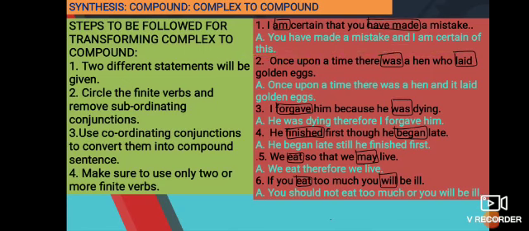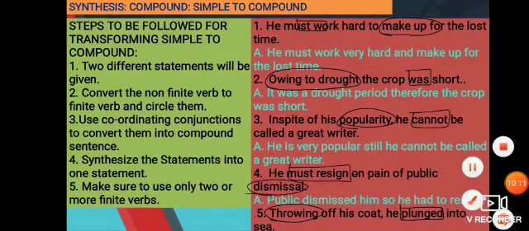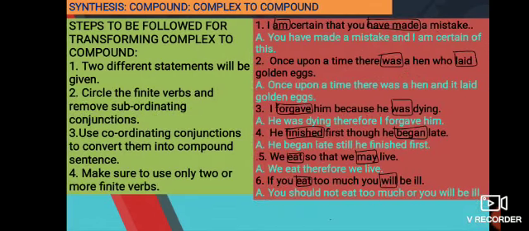Number 2, once upon a time there was a hen who laid golden eggs. Now here was is the first finite verb, laid is the second finite verb. Okay. Next, two finite verbs, you got it. Now there was a hen who. Who is a conjunction that is used to join. Okay. Now this who, you have to change it. So this was simple to compound. So you have to make one non-finite verb and change it into a finite verb. But this is already a complex sentence. So it could have a finite verb with a few finite verbs with it already.